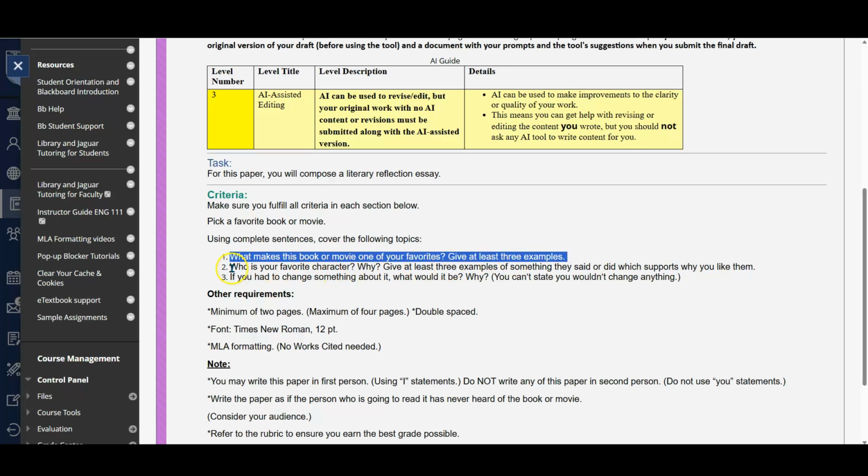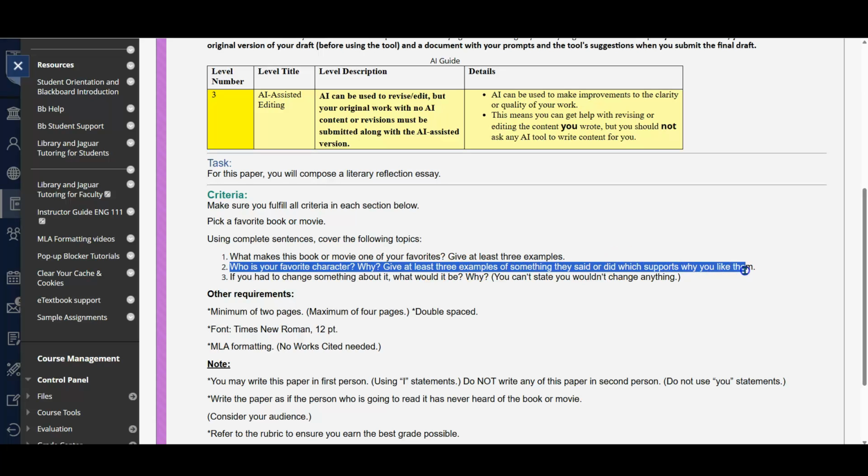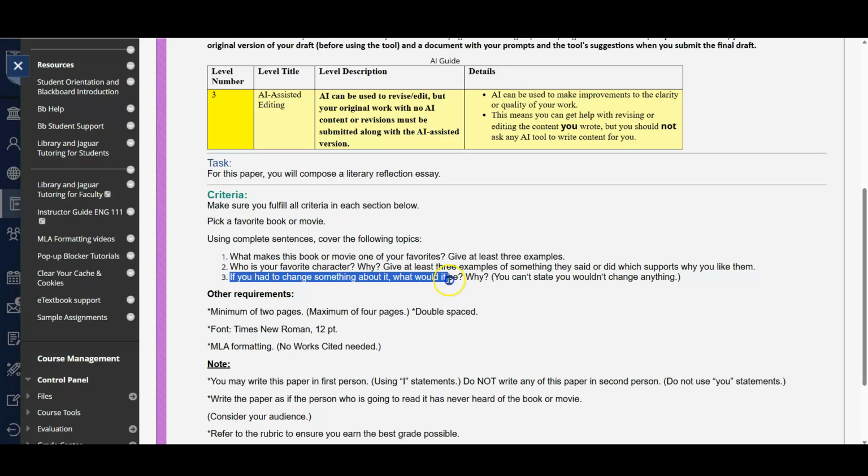Okay? Who is your favorite character? Why? Give at least 3 examples of something they said or did which supports why you like them. And if you had to change something about it, what would it be? Why? And you cannot say you wouldn't change anything. And again, this needs to be minimum of 2 pages and MLA formatting. Don't do more than 4 pages.